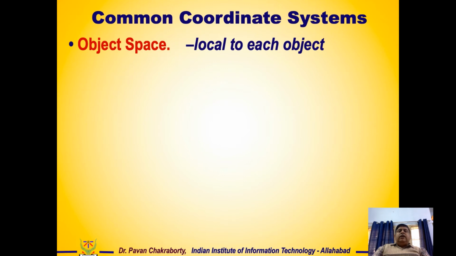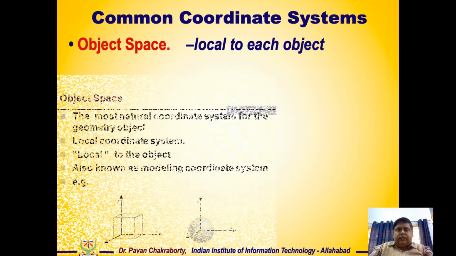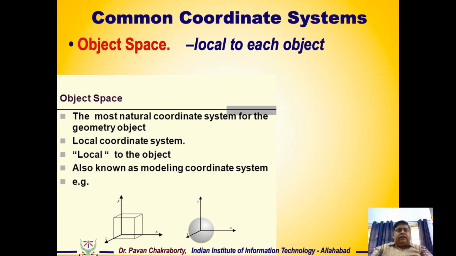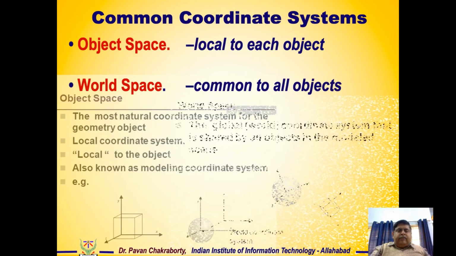One, I call it the object space, or local to each object. Now, if the object is spherical, then you use a spherical coordinate system. If the object is cylindrical, you use a cylindrical coordinate system. If the object is a room which is rectangular in shape, you use the Cartesian coordinate system. So here is the object space. You can describe the most natural coordinate system for a geometric object. So here is the object frame.